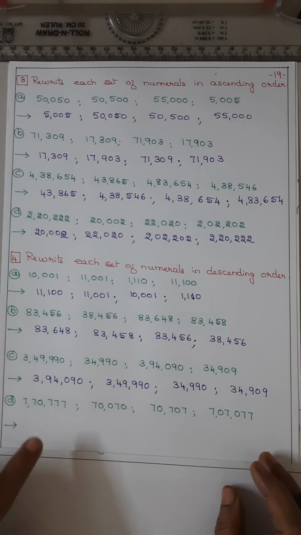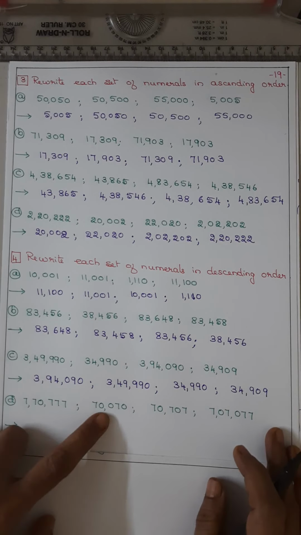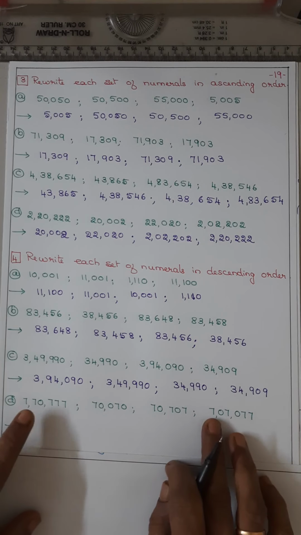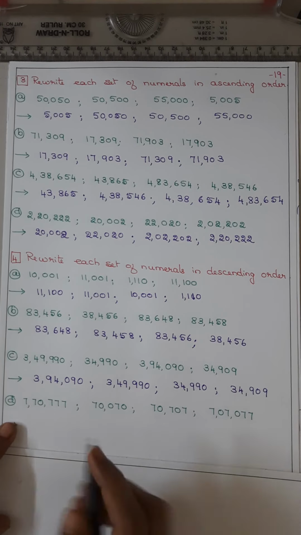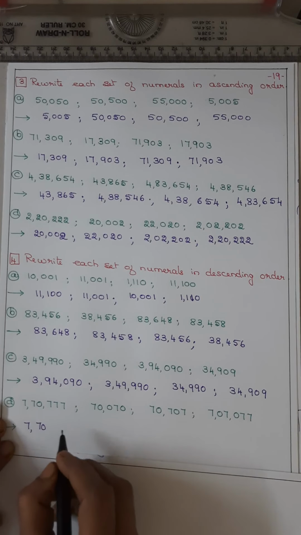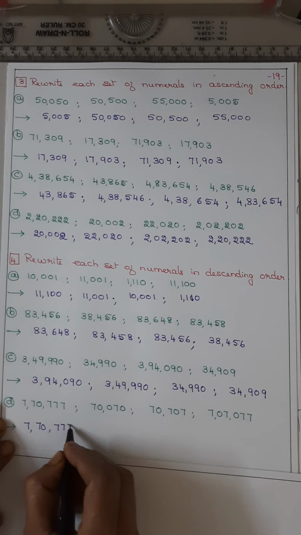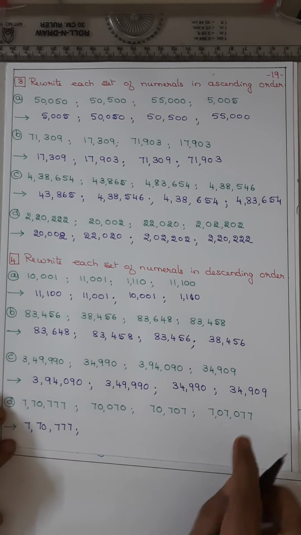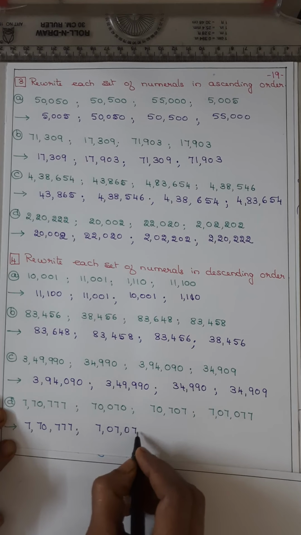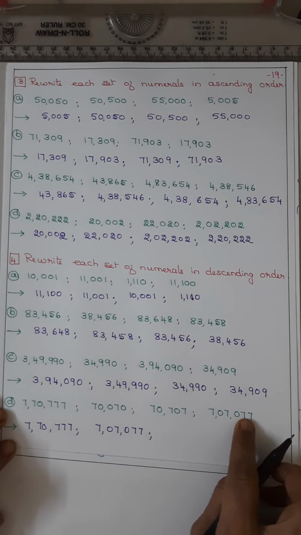It is 6 digit, 6 digit, 5 digit, 5 digit. So compare between these two. 7770. So 7, this one. So 7,70,777. Next 7,07,077. This one, isn't it?